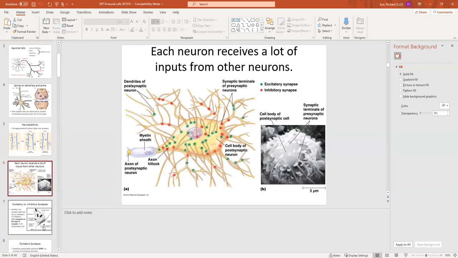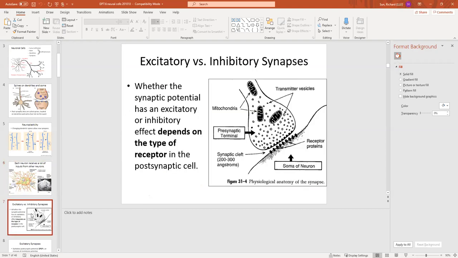Now, when we look at the nerve, we see this is the EM. You can see a lot of axon terminals reaching out to generate a synaptic conduction with a cell right here. It could be on the soma or on the dendrites. So you can see that there are a lot. Here it shows that these synapses can be excitatory and can be inhibitory. So let's take a look. Whether a synapse is excitatory or inhibitory does not depend on the neurotransmitter. It depends on the receptor. So here we have the excitatory and the inhibitory synapses.